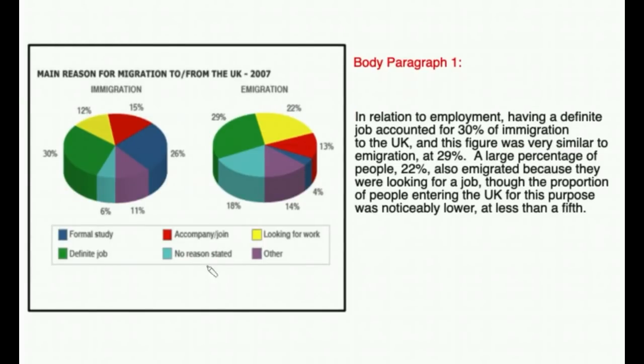Then looking for a job is discussed. A large percentage of people, 22%, also emigrated because they were looking for a job, though the proportion of people entering the UK for this purpose was noticeably lower, at less than a fifth. So notice again how the language of comparison and contrast is used: though, and was noticeably lower.